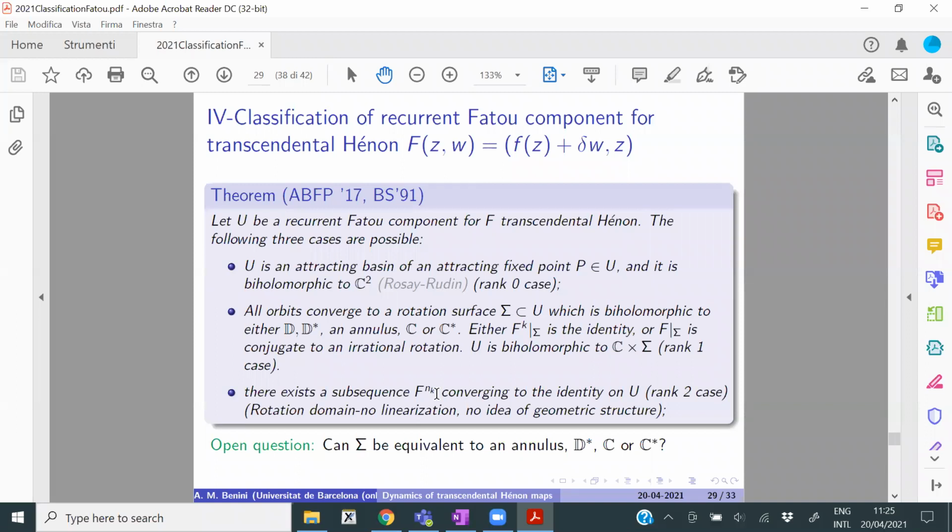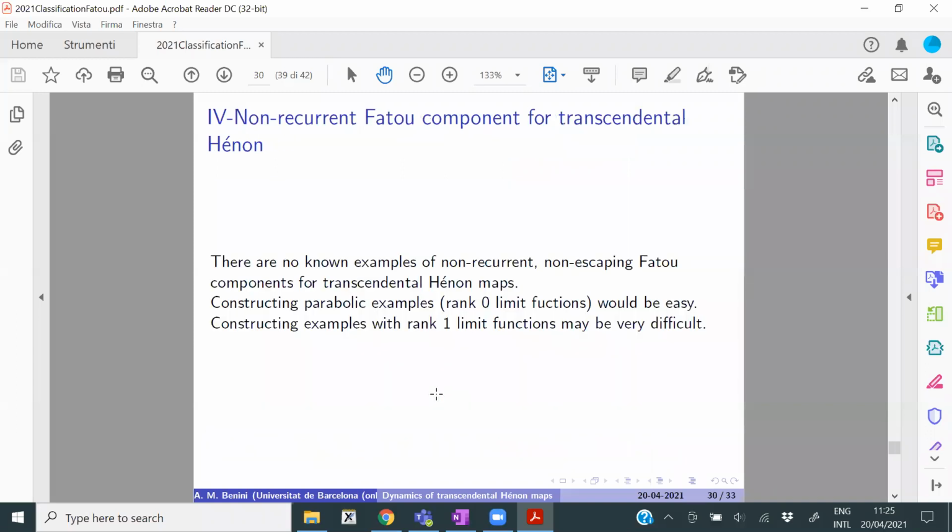Now, non-recurrent Fatou components, we don't know. It should be easy to construct parabolic domains. It should be easy to construct Fatou components in which you converge to a point on the boundary. We didn't do it, but I'm sure that somebody can sit there and do it. And it's not clear whether you can construct non-recurrent Fatou components in which you converge to a rank 1 limit manifold in the boundary. Not clear, okay? It may be easier than for polynomial Henon maps or not.